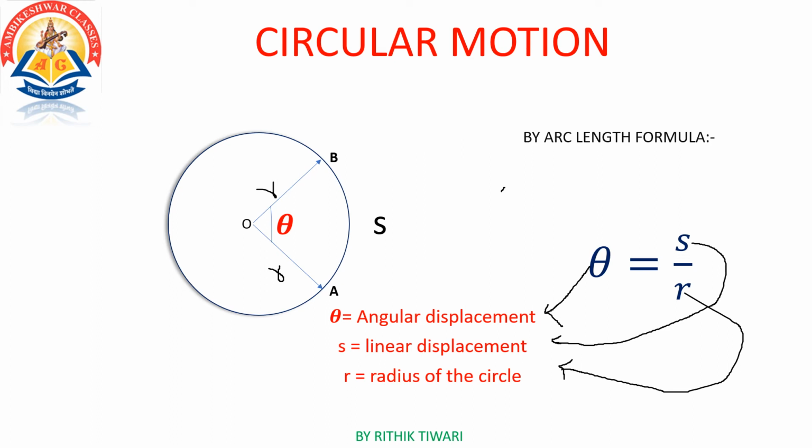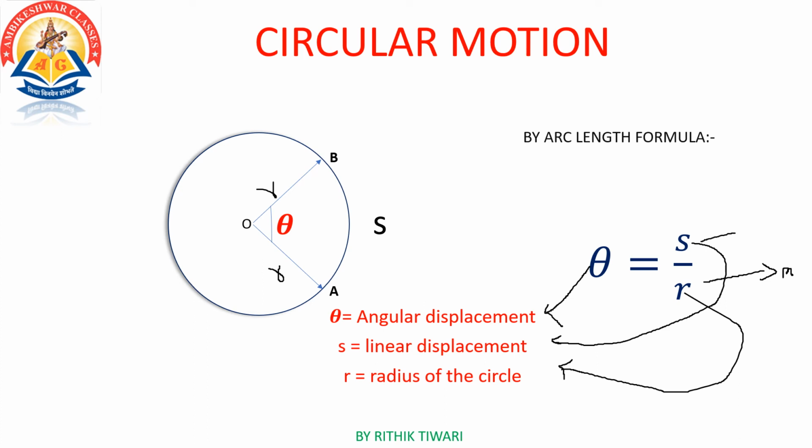Now one thing which I missed here is what will be the unit of theta. First of all, the unit of s is meter, because it is displacement, so the SI unit of displacement is meter. Here r is radius, so for radius also it is meter. Both will have meter as the SI unit.